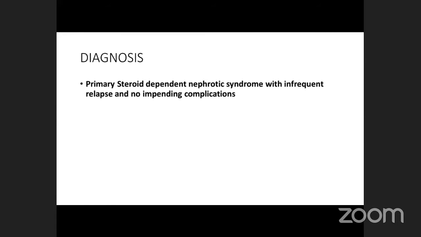Levamisole, cyclophosphamide. Levamisole is primarily a what drug? Under what category have you learned it in pharmacology? Immunomodulator. It's also an antiparasitic, correct? That's how it was first introduced. Levamisole was initially introduced as an antiparasitic agent. Then what else is there? Cyclophosphamide can be given. Mycophenolate mofetil is good.